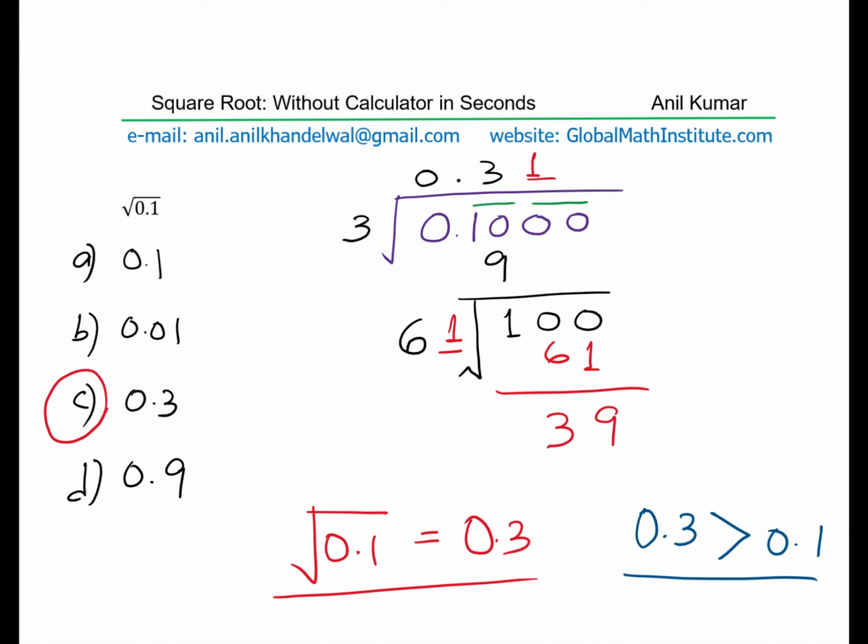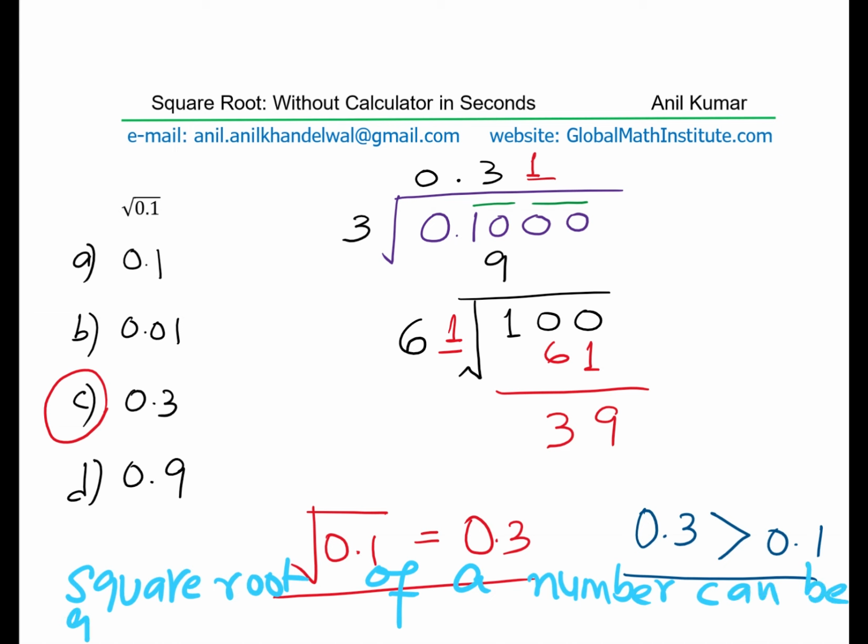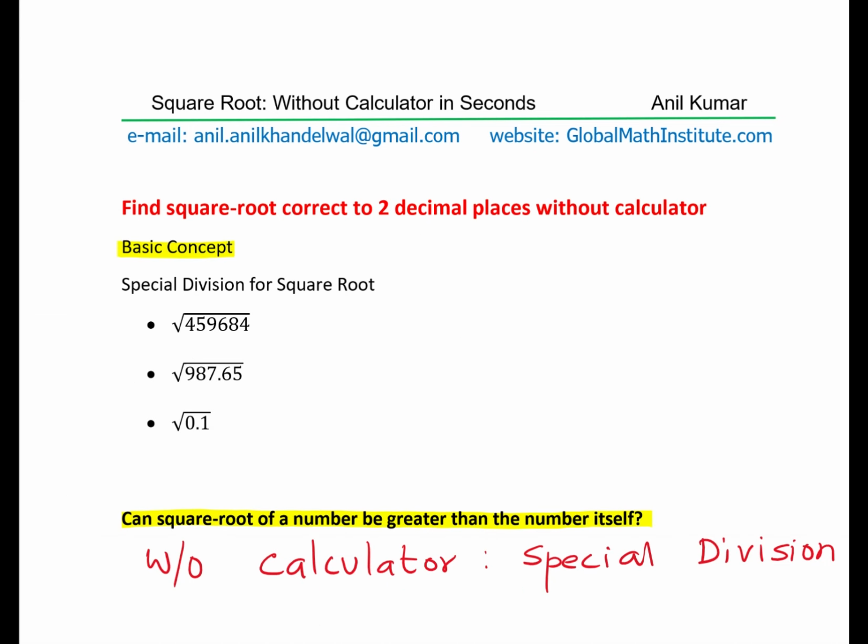Perfect. So what you notice here is that square root of a number can be greater than the number, right? So I just mixed this up. So that was the question 2, our very first question. So we have the answer of this question, which is, can square root of a number be greater than the number itself?